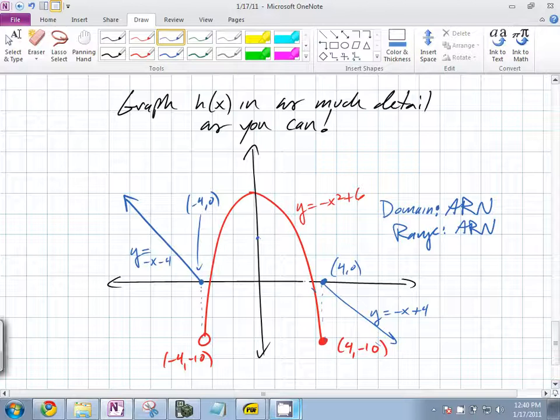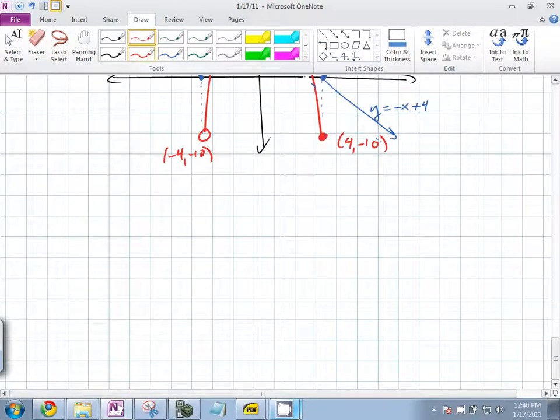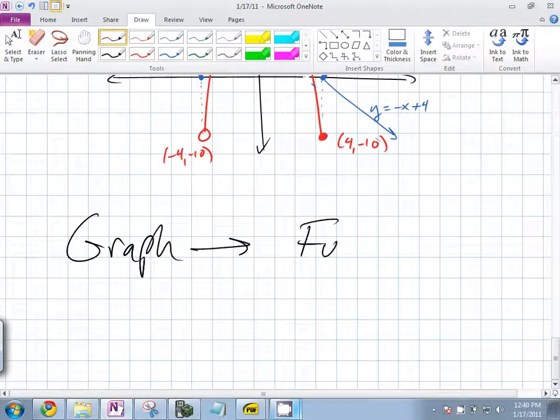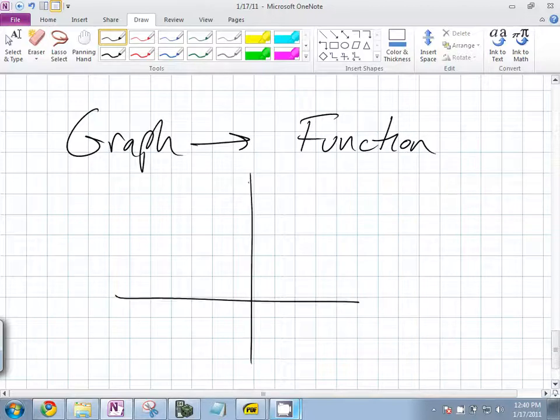So one more thing you need to be able to do, and you're going to have to do this on your homework, is this. We just went from a function to a graph. What else do you need to do? You need to be able to go from a graph to a function. So the bell's going to ring in a second. Just stick with me for 1 minute. Let's say I gave you a function that looked like this. Let's say that's -1, 0 right there.